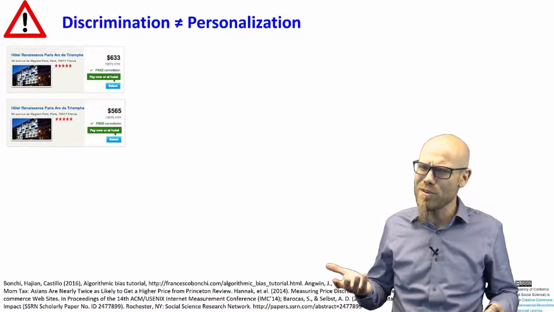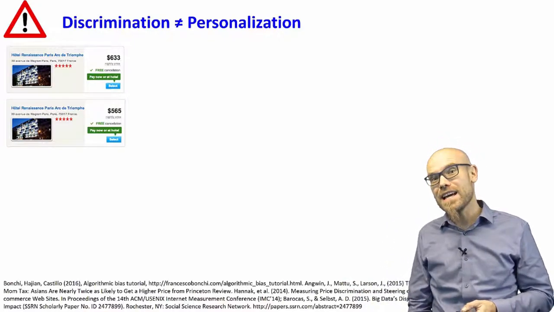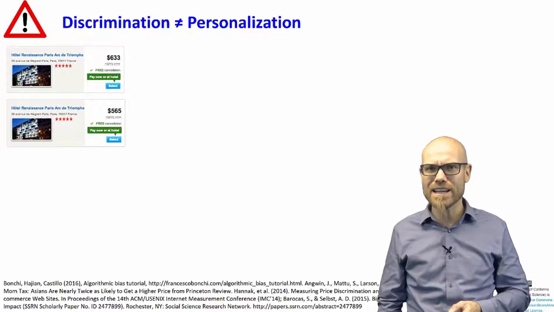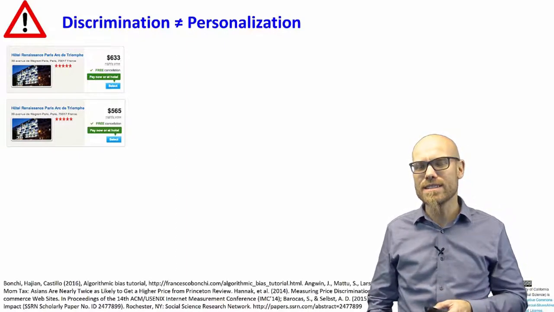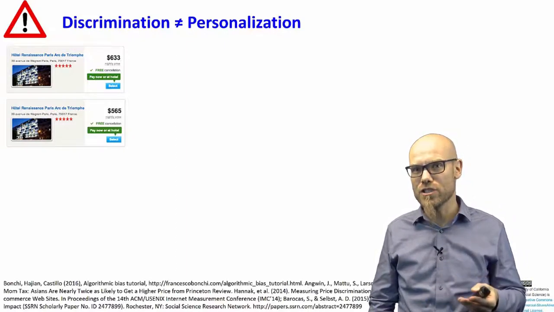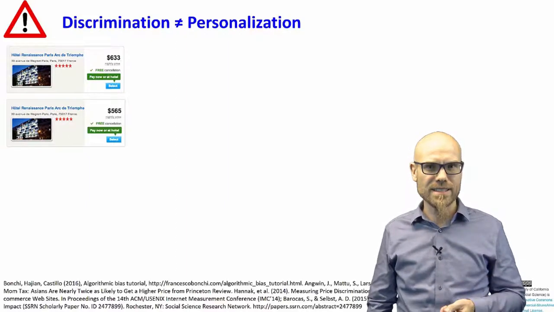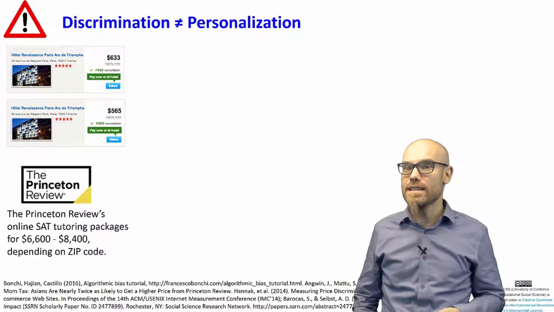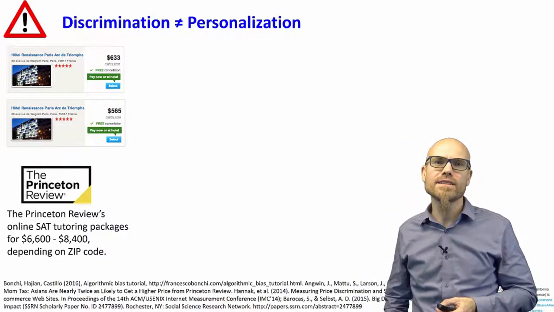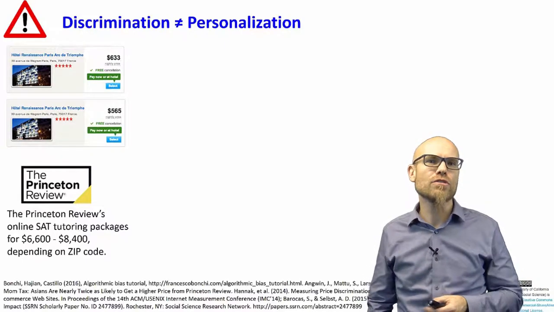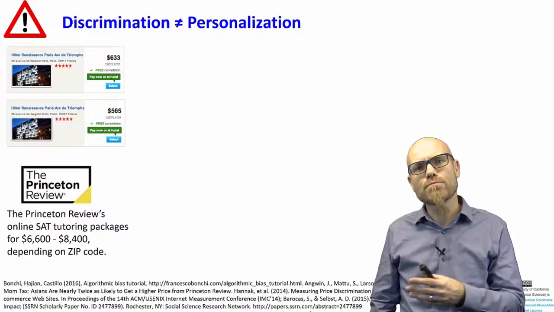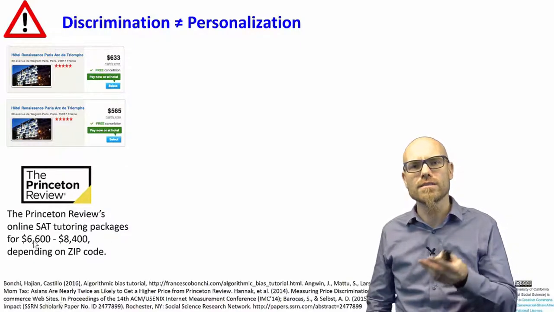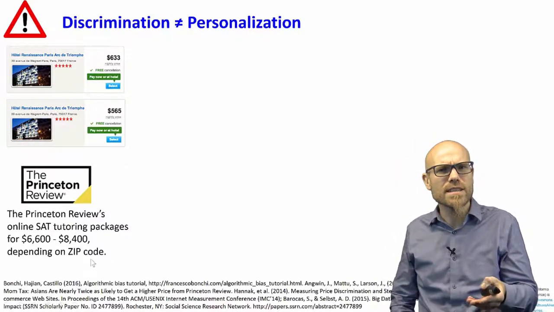We kind of get discriminated here, right? There are many studies, and a growing body of them, that show how unintentionally this discrimination comes about when we use machine learning algorithms to make decisions. For example, you probably took the SAT before you came to college, and the Princeton Review's online SAT tutoring packages turn out to have a price difference. It costs between $6,600 and $8,400, depending on the zip code.